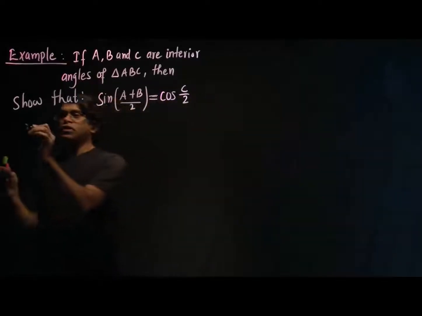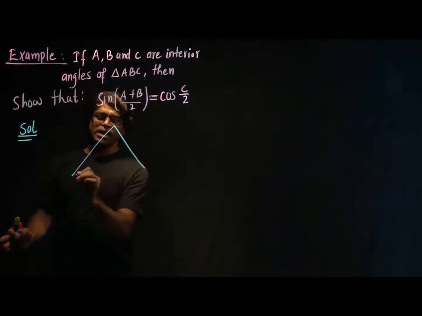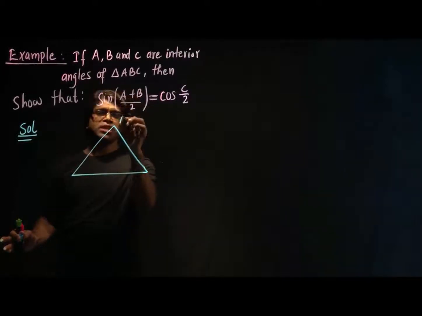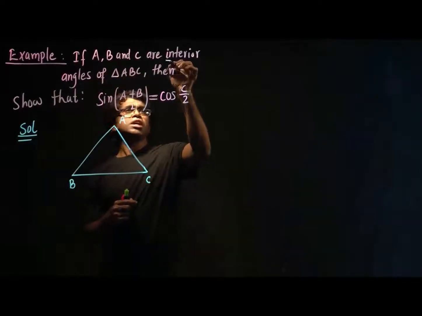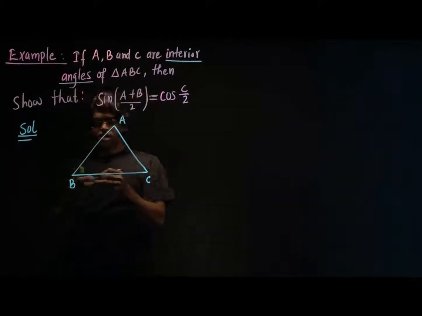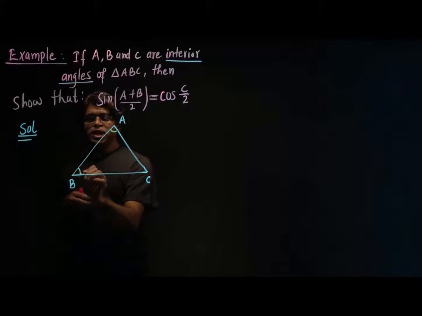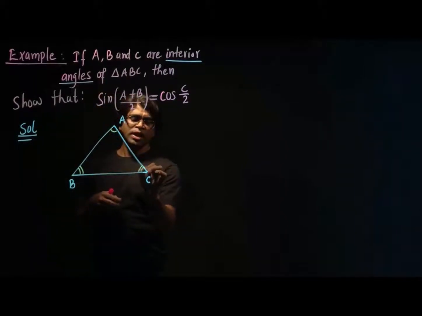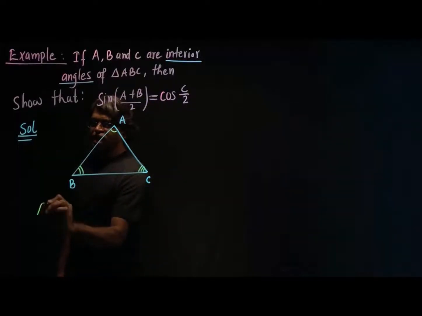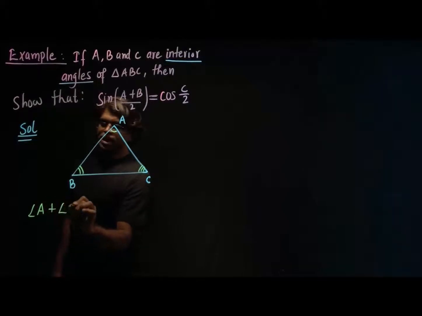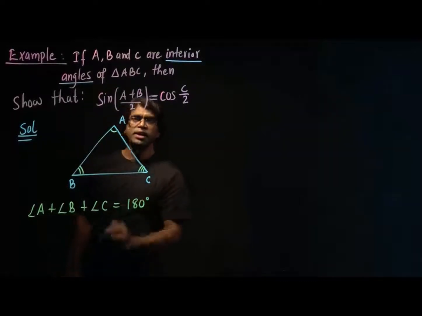In order to solve this question, I'm going to first draw a triangle. So this is my any triangle ABC. If you read the question, it talks about interior angles, which means we're talking about angle A, interior angle B, and interior angle C. Now, the next thing that we know is that the sum of all three angles, angle A plus angle B plus angle C, is equal to 180 degrees.